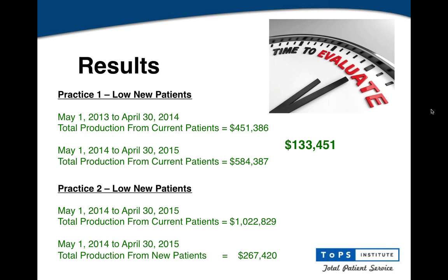And practice 1, you can see, had low new patients. You can also see practice 2 had low new patients. So here's the interesting results that we found from just running a couple small reports.